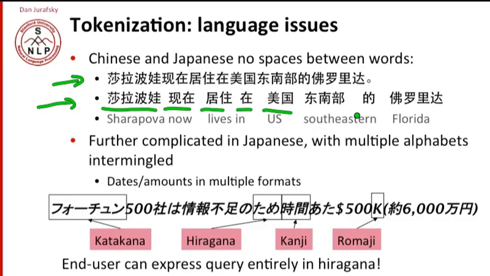Similarly, in Japanese, we have the problem that there are no spaces between words, and we have the problem that there are multiple alphabets that are intermingled. There's the katakana alphabet, there's the hiragana alphabet, there are kanji, which are like the Chinese characters, and there's romaji, the Roman letters. That's another complicating issue that has to be dealt with in tokenizing Japanese.